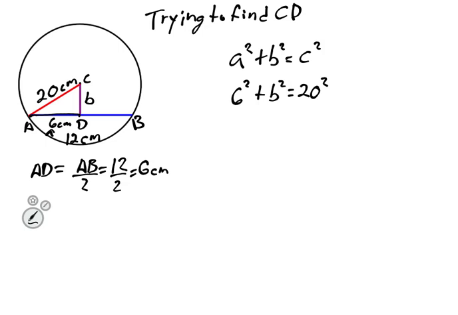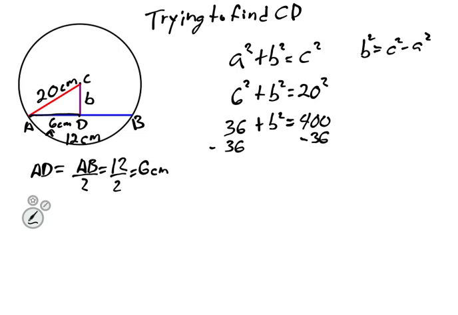When I look at this, I realize I've got numbers and letters on the left, and only numbers on the right. In order to get that B squared all on its own, I end up having to do some subtraction. So your formula, you could have done it before, simply B squared equals C squared minus A squared, or I can start doing the math first. Well, 6 squared is 36, plus B squared, 20 squared is 400. Now I subtract 36 from both sides. And what you do to one side, you always do to the other in algebra.